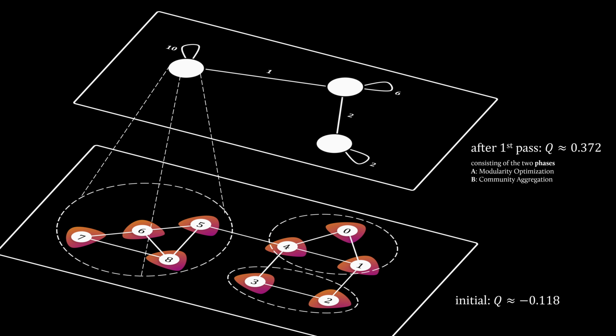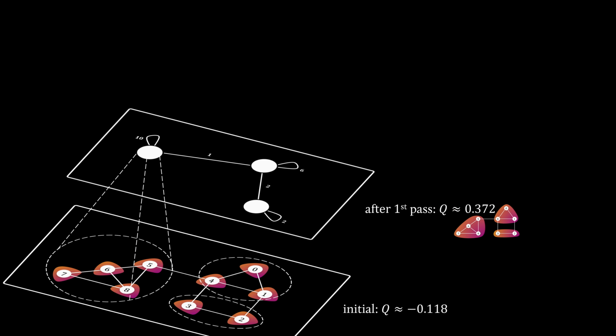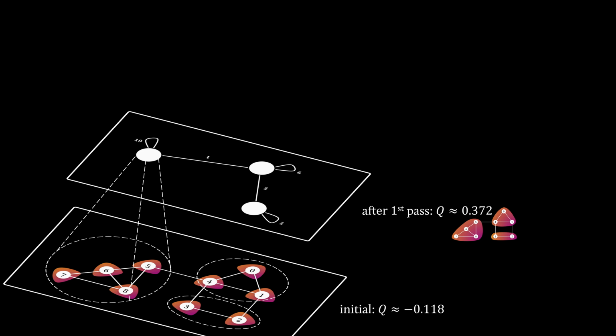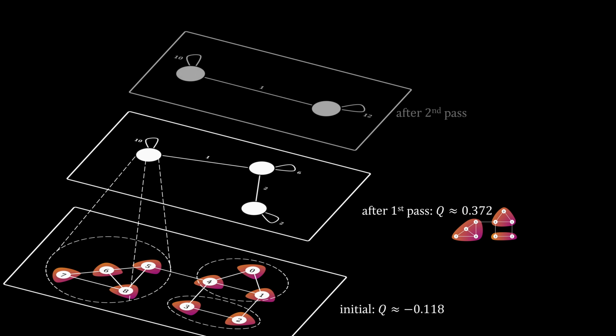We now calculate modularity for this new graph. However, notice that this is by construction also the modularity of our original graph with these communities. You will find Q is now about 0.372. It has increased, yay! And you might have guessed it, now we do a second pass, but with the new graph. Start with singleton communities, optimize modularity, and aggregate communities.